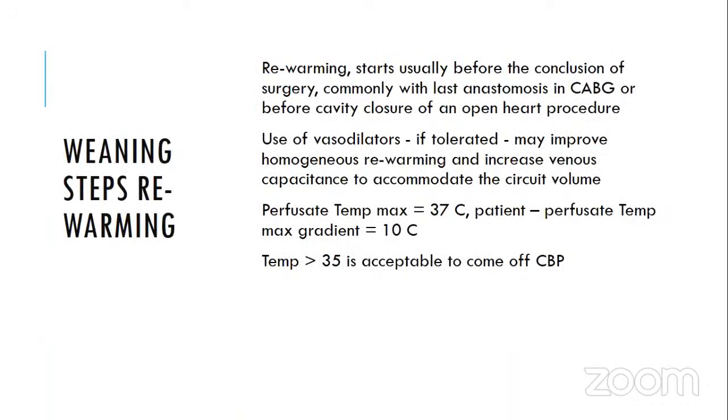Rewarming usually starts before the conclusion of the surgery, commonly with the last anastomosis in CABG or before cavity closure of an open heart procedure. Use of a vasodilator, if tolerated, may improve homogeneous rewarming and increase venous compliance to accommodate the circuit volume. Perfusate temperature maximum equals 37. Patient-perfusate temperature maximum gradient equals 10. Temperature of more than 37 is acceptable to come off from bypass.